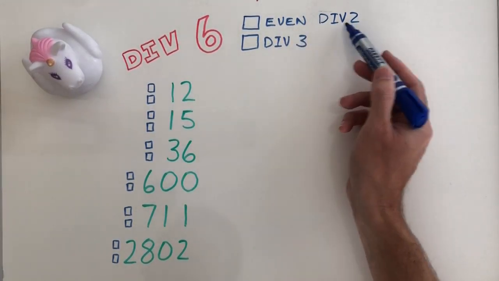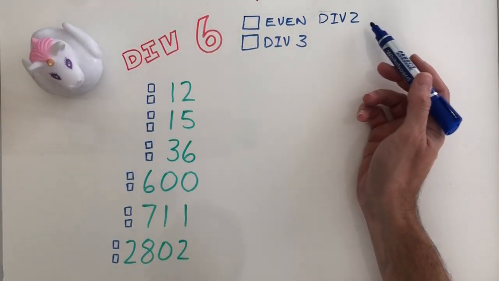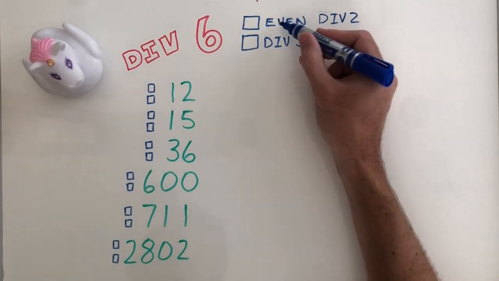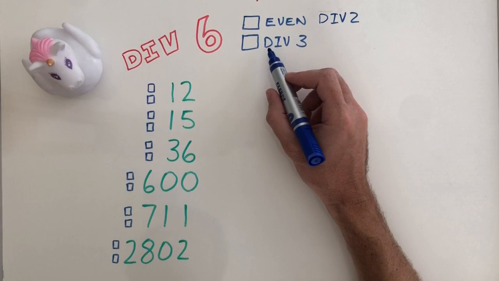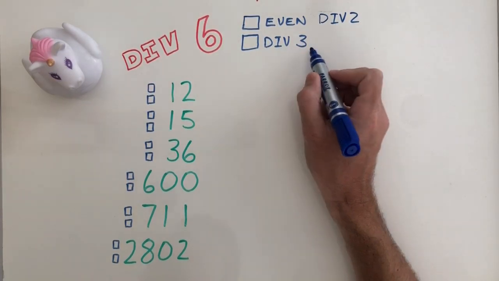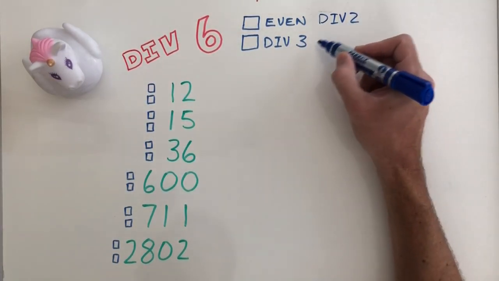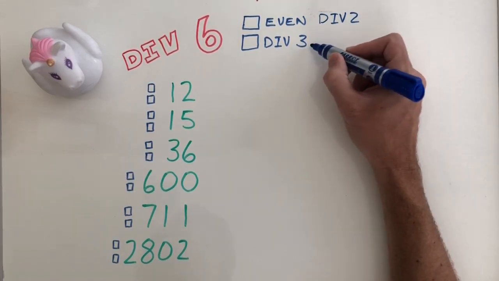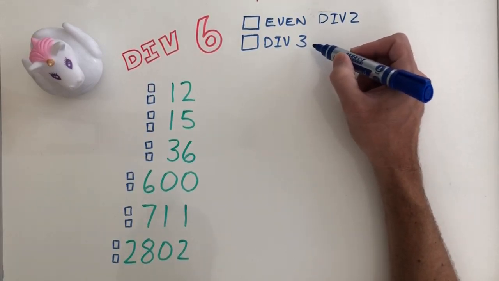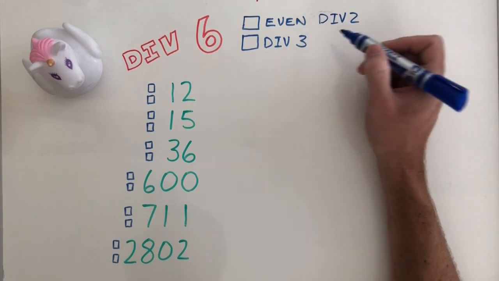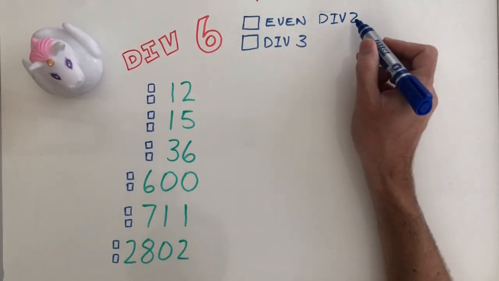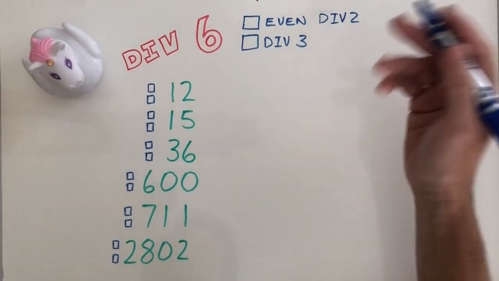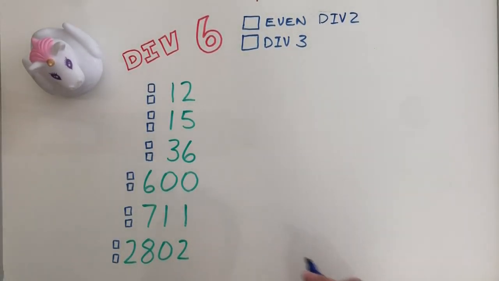Any number that is even is going to be divisible by 2, as we saw in a previous video. So I just like to look whether it's odd or even. And then the second test we have to do is whether a number is divisible by 3. If a number is divisible by 2 and by 3, it will be divisible by 6. The reason is that 2 and 3 are both factors of 6. So if 2 and 3 go into a number, then that number will be divisible by 6.